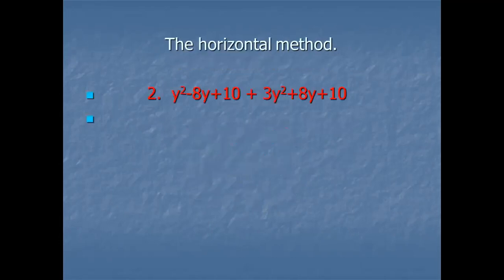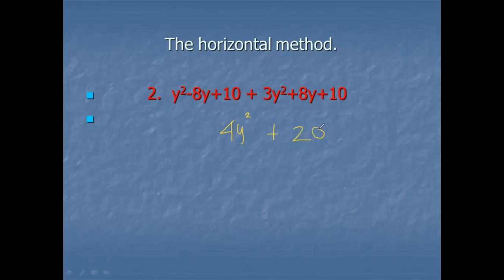Alice, are you now there? Alice? Okay, what is the answer to this one? Combine y squared minus 8y plus 10 plus 3y squared plus 8y plus 10. What will be the answer? 4y squared plus 20. Okay, very good.